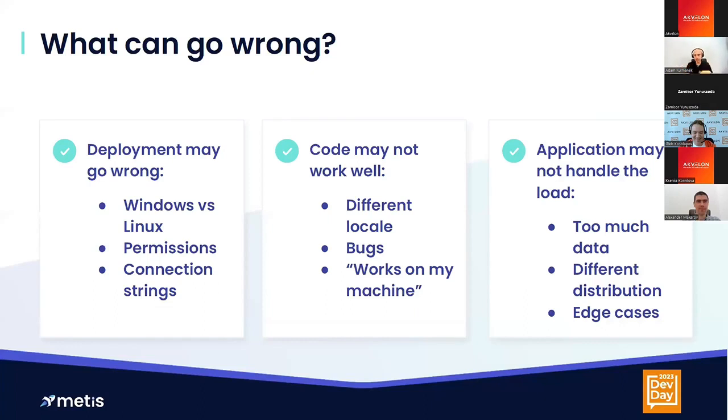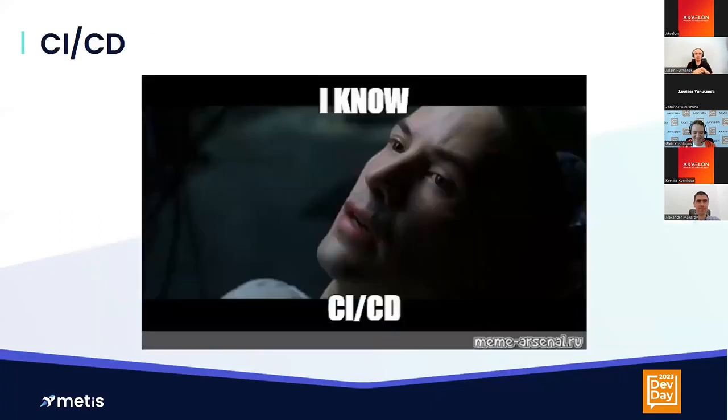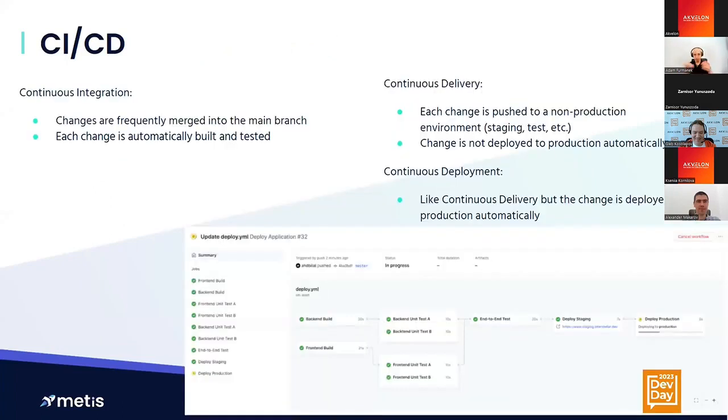So we see three different areas of what can go wrong with our application. And whenever we think about how to make sure that whatever I deploy is going to work well in production, they tell us CI/CD is the answer. I know CI/CD, I know how to do the stuff, right? Well, CI/CD stands for three different things.